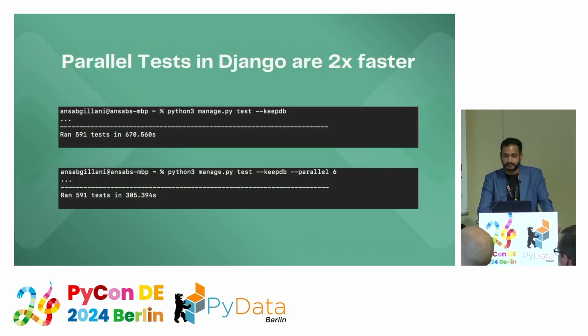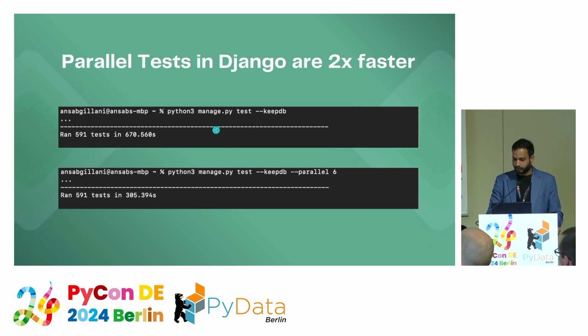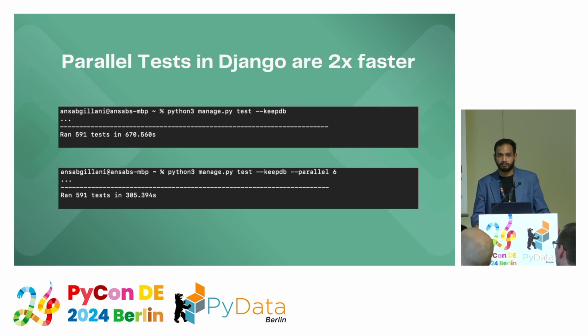And what are the results? Parallel testing in Django is 2 times faster than executing them in series. So if you run all of these tests in series, I ran OpenEdX over here. If you run all of these tests in series, you can see there are 591 tests, and it executes in 670 seconds, somewhere around 11 minutes, somewhere above that. And if you run them in parallel, the same amount of tests are run a little above 5 minutes. So it's almost like a 50% reduction over here.